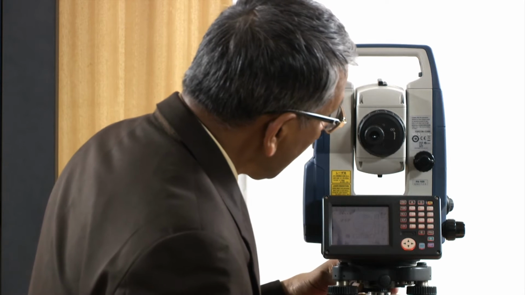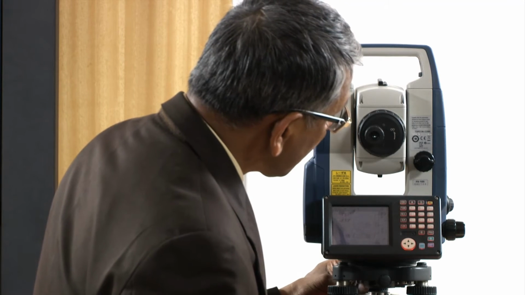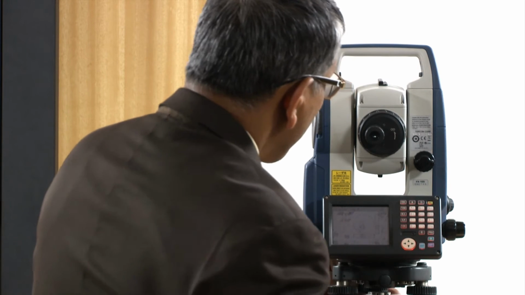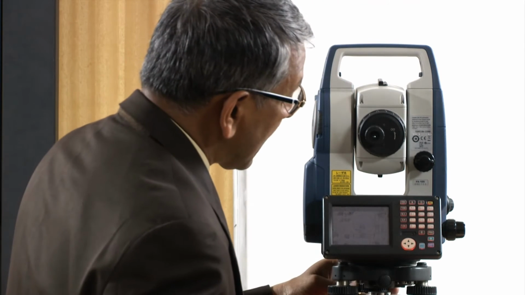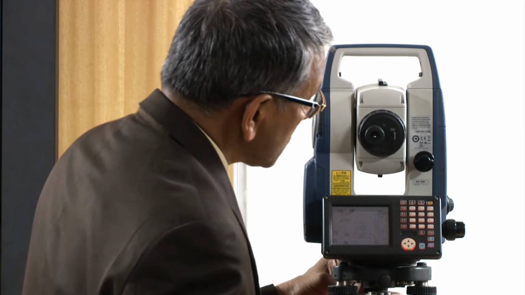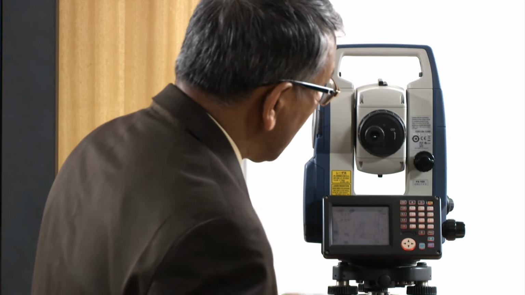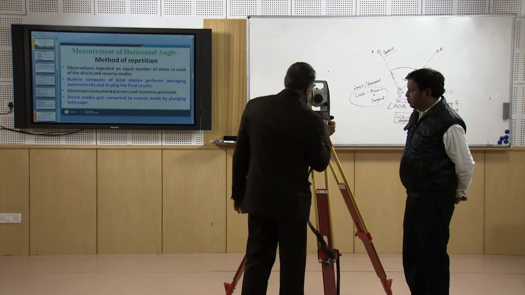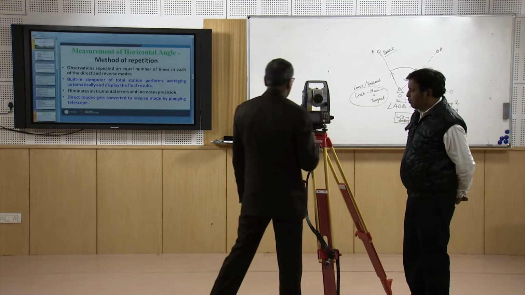Every instrument will have some information indication like that. Because it is blue, we can go ahead. So once it is centered and level, now it is in blue, so it is centered and level. Now I can go for measurement of the horizontal angle.